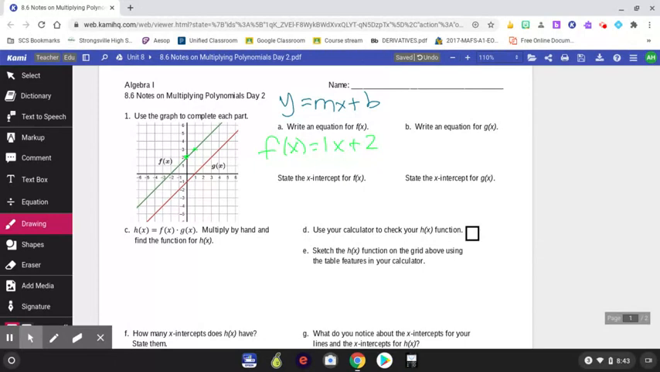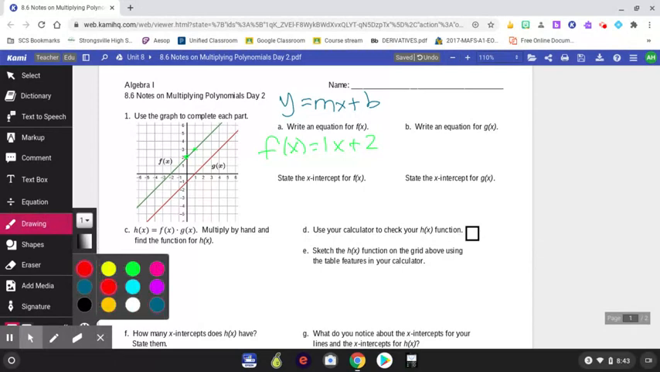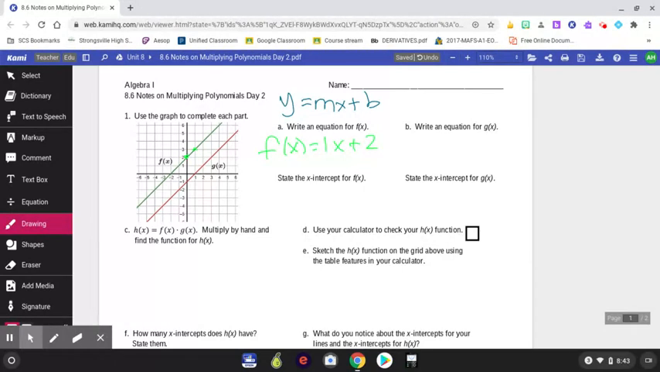All right. And then it says write an equation for g of x. Again, I feel like at this point you guys are pros at doing this. Hopefully you can take a minute and try to write this equation yourself. I'm going to pick 2 points. Again, I have a slope of 1 and I have a y-intercept of -1. So g of x is equal to 1x minus 1.